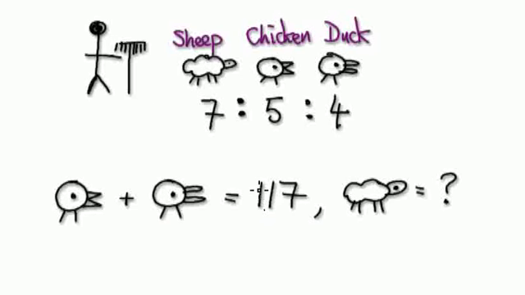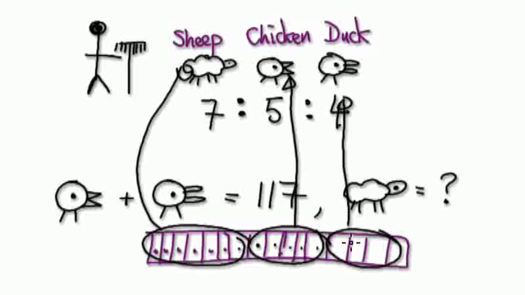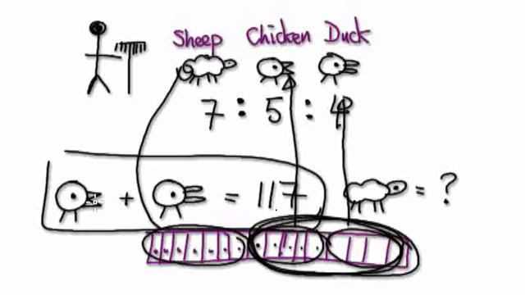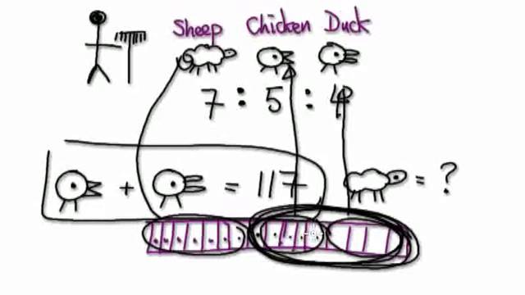But the thing is, you're told that this part here comes to 117. The question is saying this part here, chickens plus ducks equals 117. So in effect, this part here contains 117. So you really have to think about this and try and play around with it.